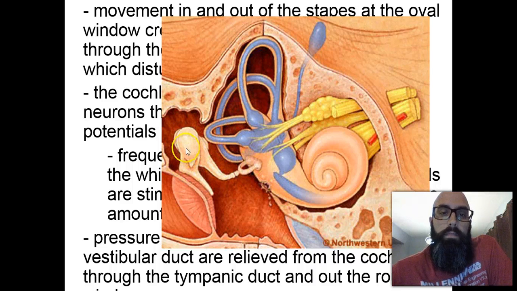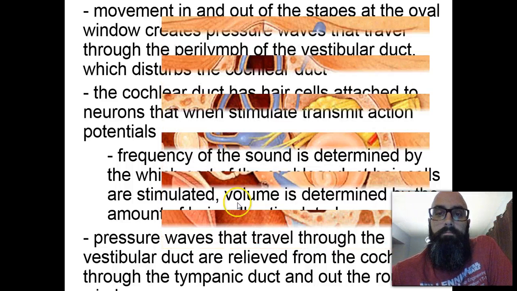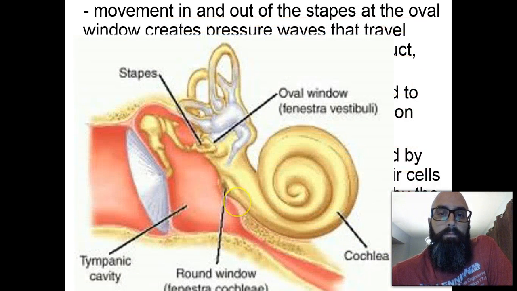Another look here, malleus, incus, stapes, generating pressure waves that travel throughout the cochlea and out the round window. Round window, oval window, sound waves in, and then back out through the round window.